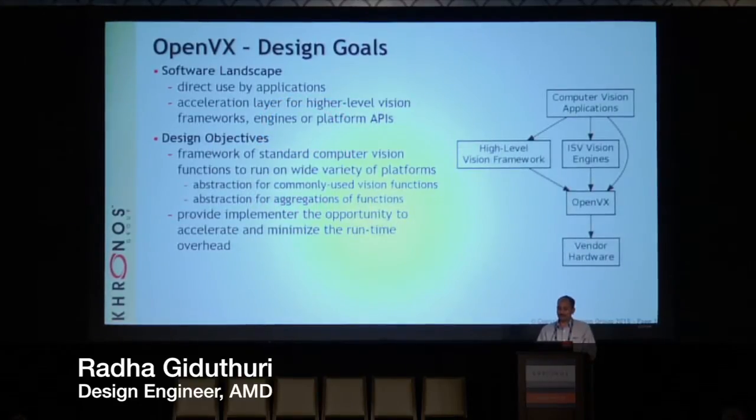Okay, so OpenVX 1.0 specifies a framework and core set of vision functions that can be accelerated by diverse hardware, ranging from completely programmable processors to a dedicated hardware pipeline that Neil was mentioning, you know, GPUs, DSPs, a wide range of platforms. And it is intended to be used either directly by a computer vision application or as an acceleration layer to be used by some higher level vision frameworks, or a lot of other frameworks that are going to come forward, and also be useful by some third-party vision engines or any platform-specific APIs underneath.